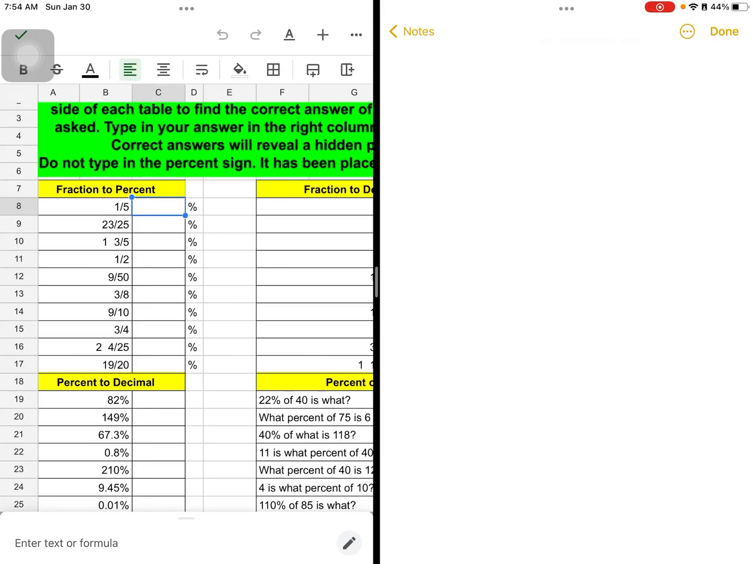Today you're going to use this pixel art to review fractions, percents, and decimals. So this is just a quick little video to help you out in case you need a refresher on how to convert between the different ones.